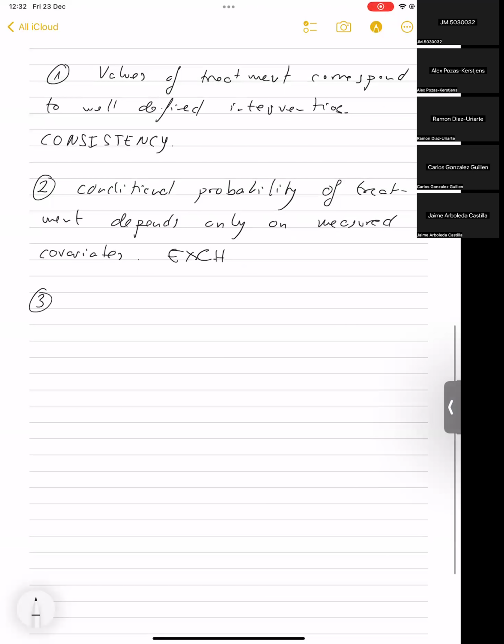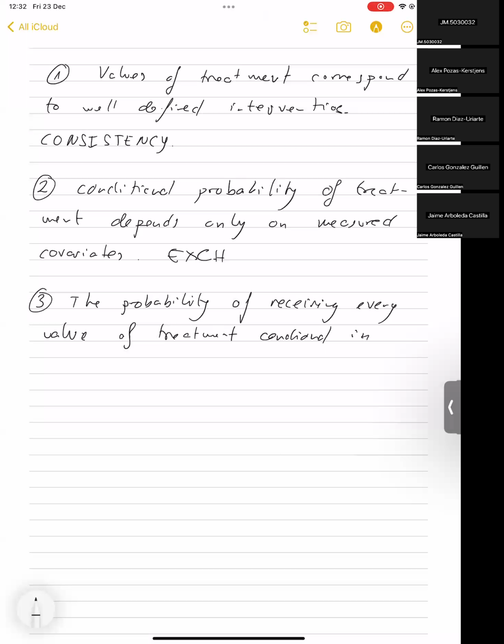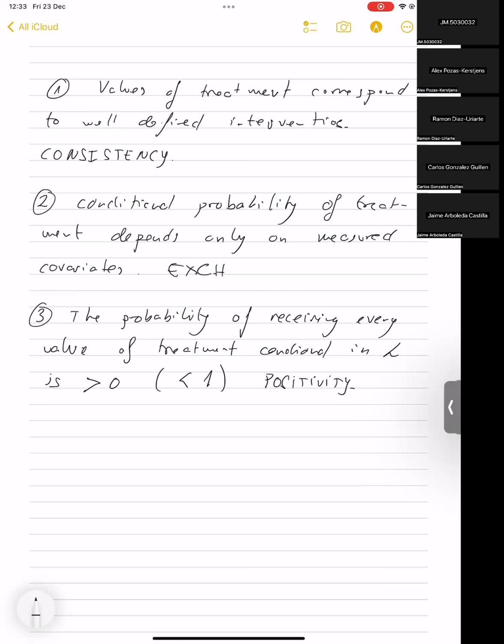And finally, the probability of receiving every value of treatment conditional on the covariate cell is strictly greater than 0, or what is the same, strictly lower than 1. And this is positivity. We're going to go through each of these properties, and that's the rest of the chapter.